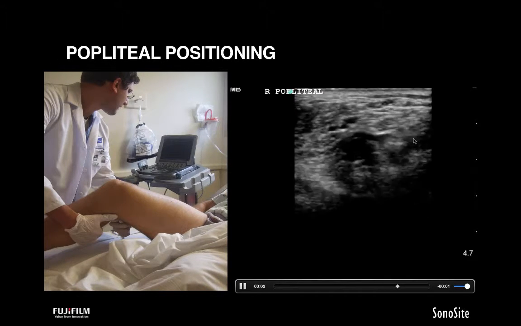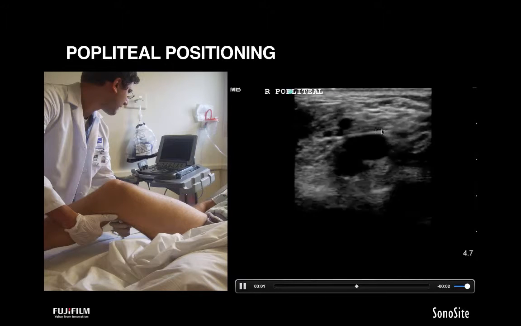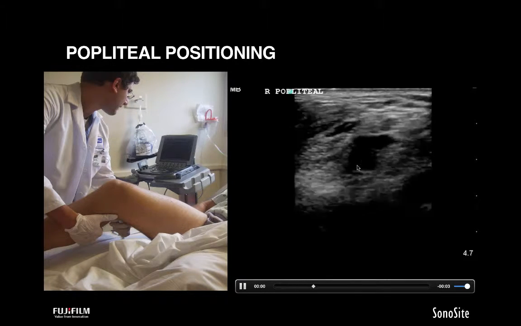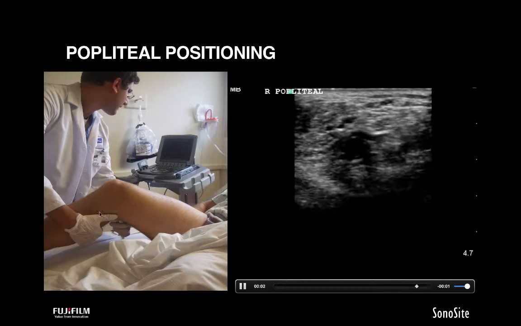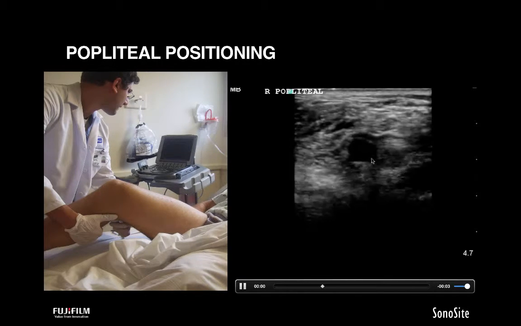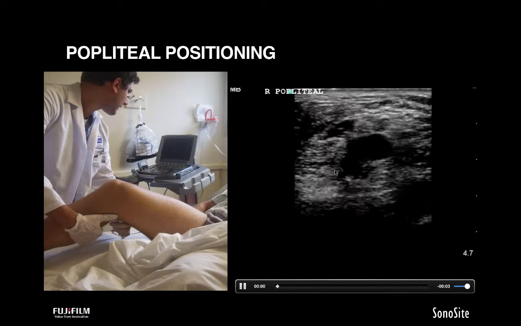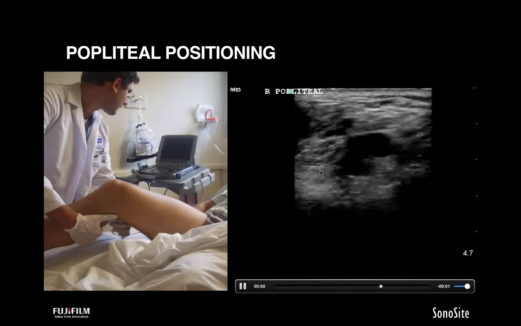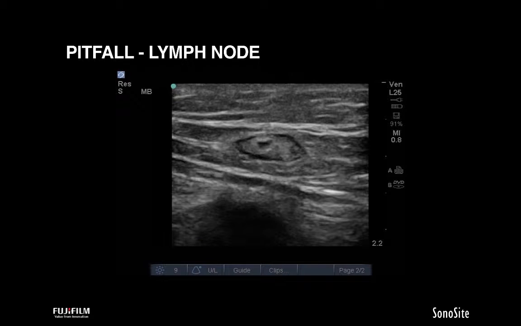But here, using proper technique, you can see the normal orientation, which is the vein is superficial to the artery when using this approach. And here, using compression, you can see the two walls meet and the artery does not get deformed. So again, you're ruling out DVT here in the popliteal fossa.